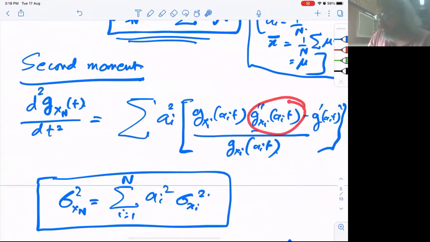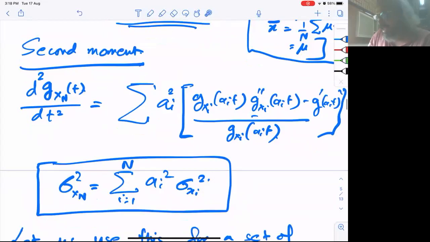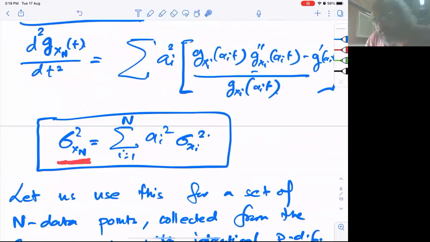And then one acts on this one and the other acts on this one. So you have, and if you take the value, it's a little non-trivial. You find that the second moment, or the root mean square deviation or standard deviation of this new quantity xn is actually not just the weighted standard deviation of the individual sigmas, but it's actually ai squared times sigma i squared. It's kind of a little non-trivial.